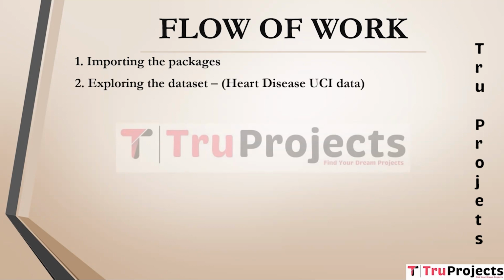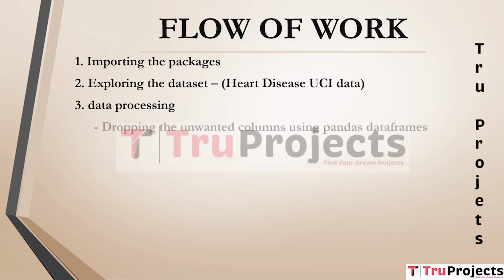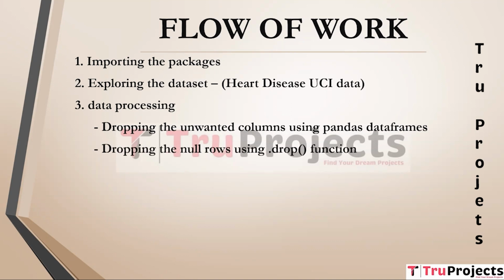Exploring the dataset. This step involves loading and examining the heart disease UCI dataset, gaining insights into its structure, attributes, and the nature of data it contains. Data processing. This module involves two key steps, which are dropping the unwanted columns using Pandas data frame, removing irrelevant or redundant data columns from the dataset to streamline further analysis. Dropping the null rows using the drop function, eliminating rows with missing or incomplete data to ensure the data's integrity.